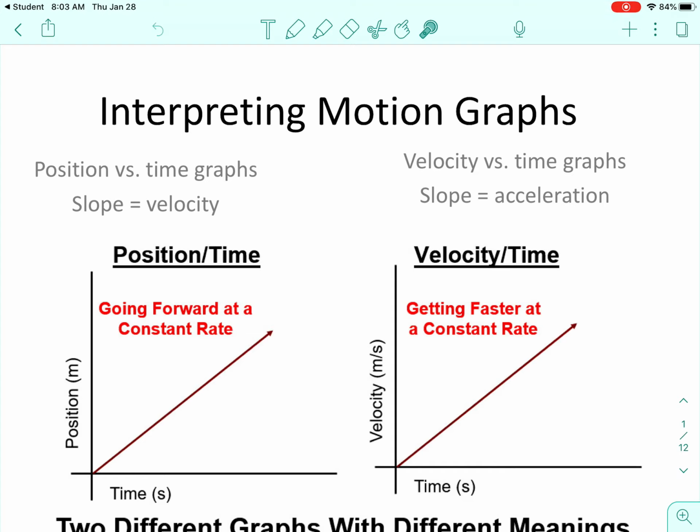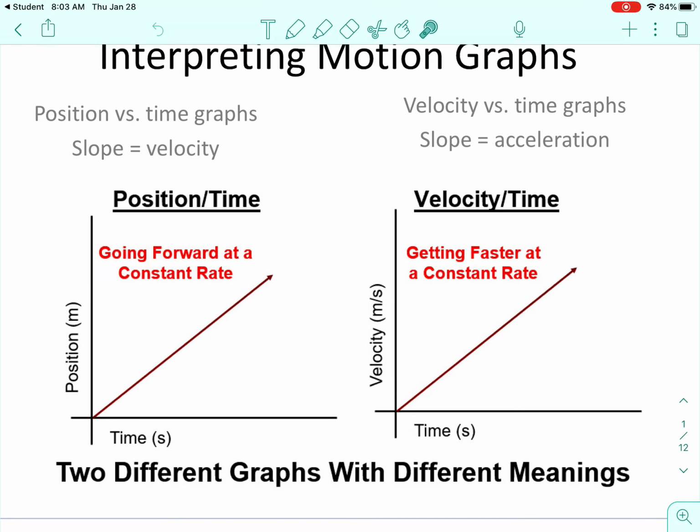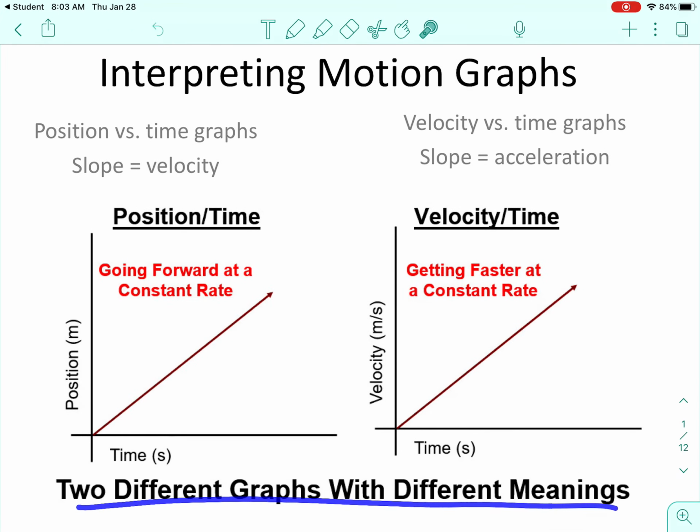The only time velocity is 0 is if it's right on the x-axis, because that's when your v equals 0. You can also have lines below the x-axis with velocity. You can be going in negative velocity. If you're above the x-axis on a velocity time graph, you're going in the positive direction. If you're below the x-axis, you're going in the negative direction, because up here your values for velocity are positive, and down here they are negative. So just be careful that you know the two different graphs, that they have different meanings and what those are.